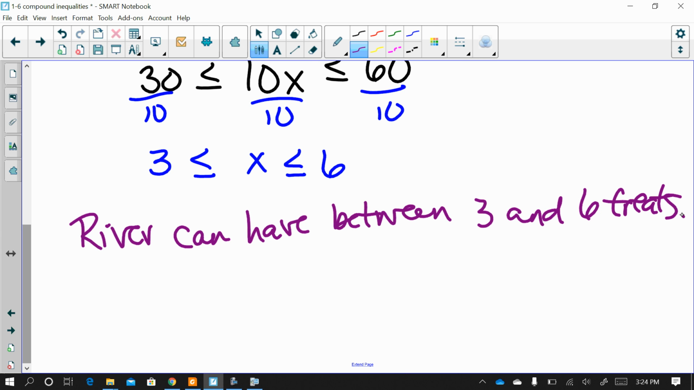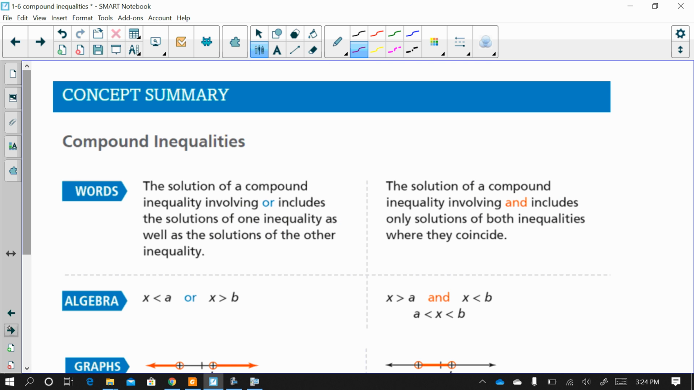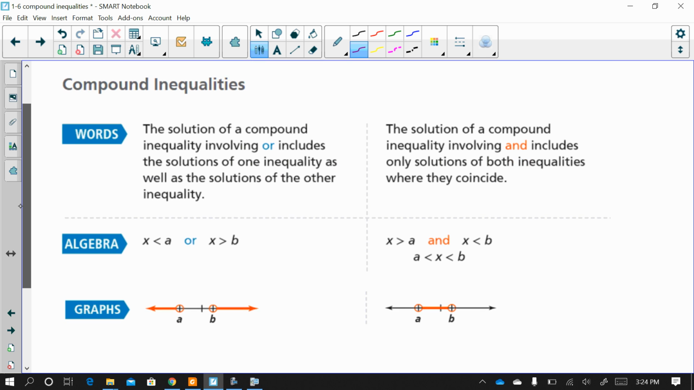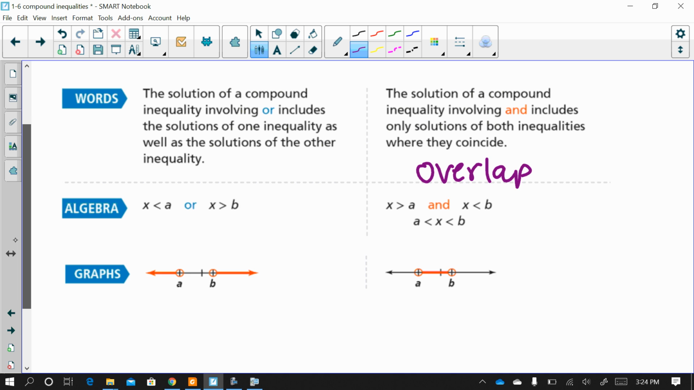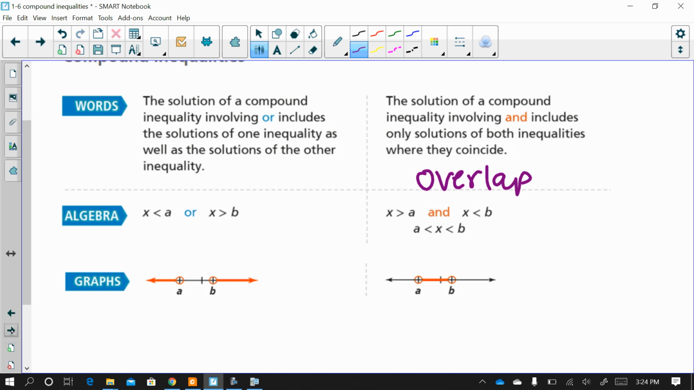There we have it. Okay, so compound inequalities, just to sum it up. Solution of a compound inequality involving or includes the solutions of one inequality as well as the solutions of the other. Compound inequality involving and includes only solutions of both inequalities where they coincide. Okay, so where they overlap is what this is saying. Okay. And there you go.